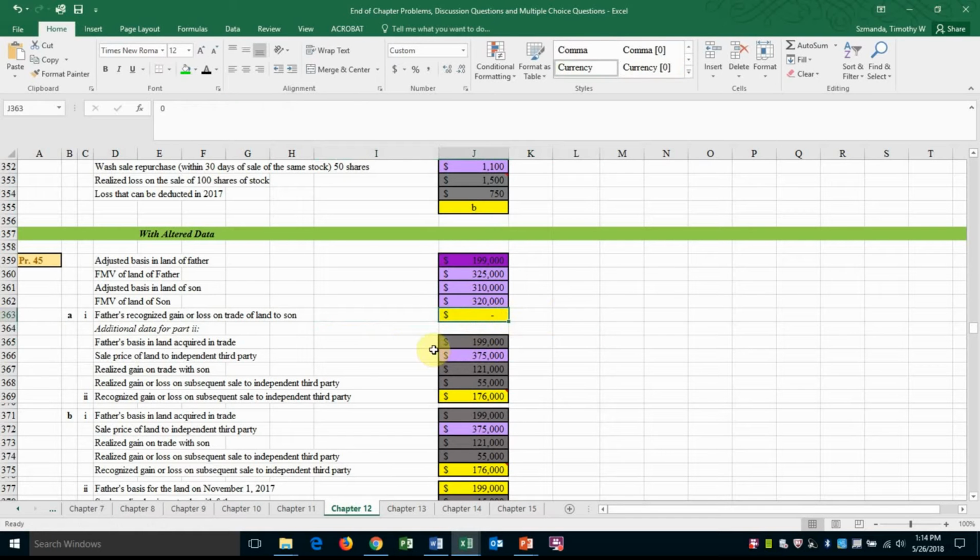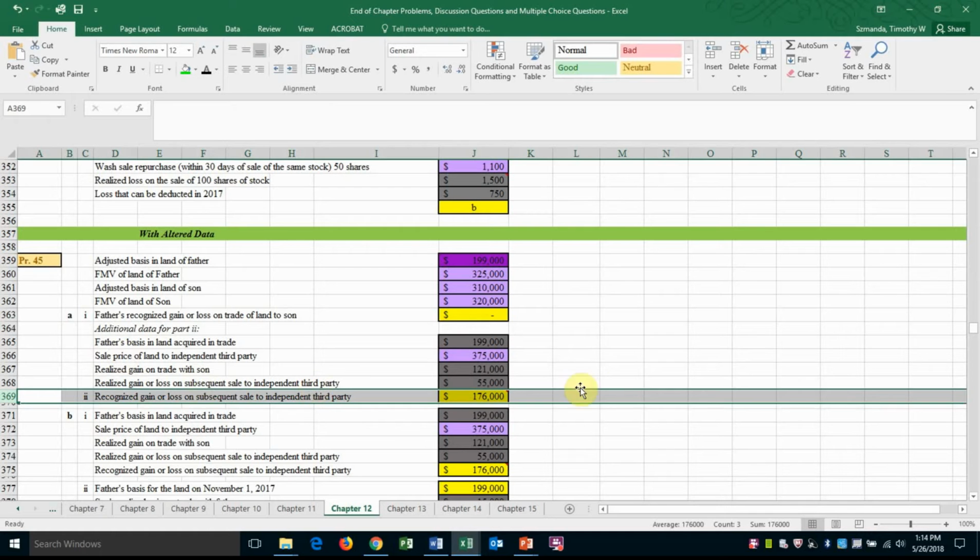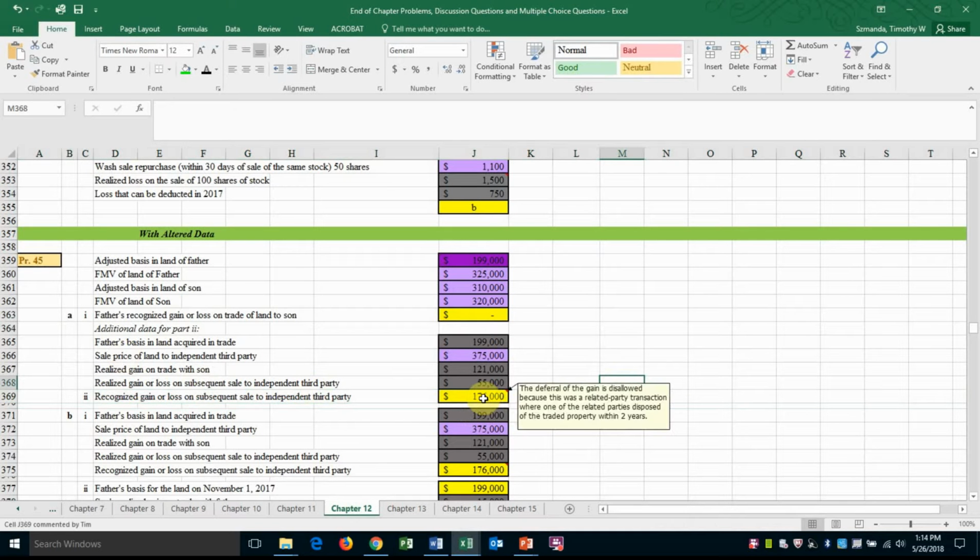However, the father did not hold this land for 2 years. So the second part of Part A means that any deferral of gain is disallowed, because this is a related party transaction and the rule regarding holding the property for 2 years has been violated.